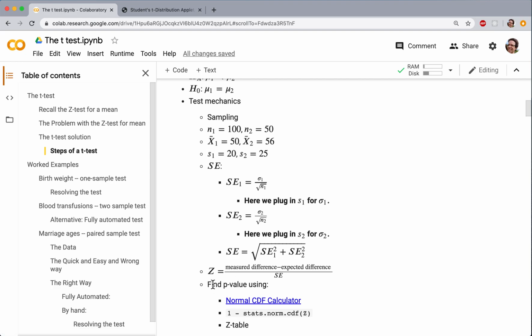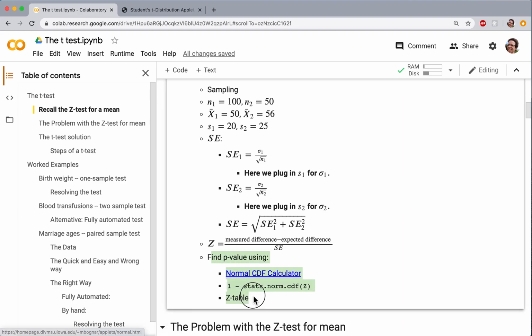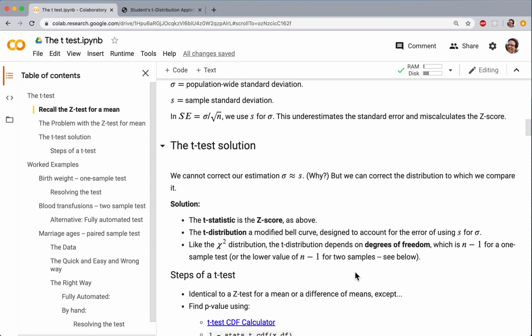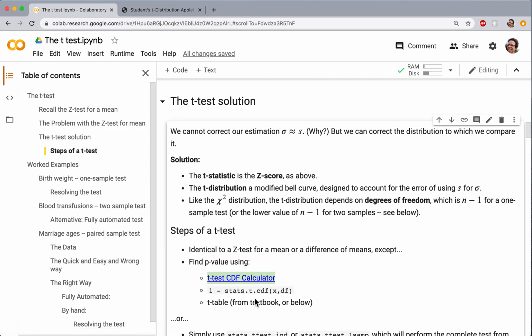The only thing that's different is the distribution to which we compare that score. When we get our test statistic, we do not compare it to the normal distribution. So we don't use a z-table. We don't use this function. We don't use the normal CDF calculator. We use instead a t-test CDF calculator, or we use the t-distribution here, or we use not a z-table, but a t-table. These are the only differences. And so if you're familiar with the z-test and you really understand the ins and outs of the z-test, then performing a t-test is really only a little bit more information. It's only a little bit extra to do.